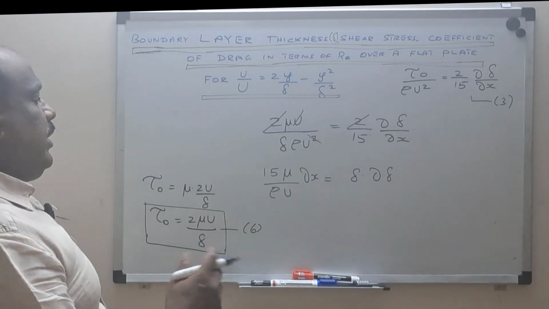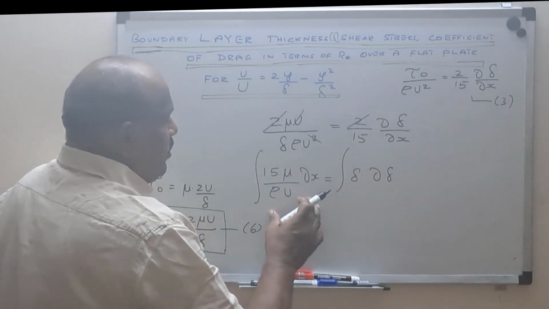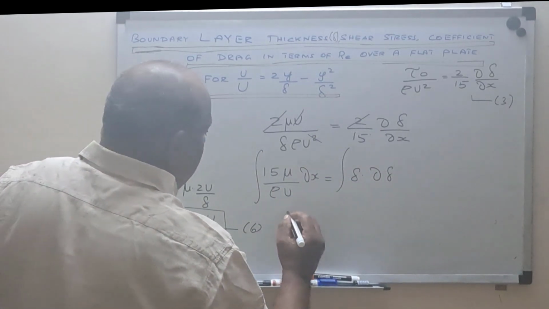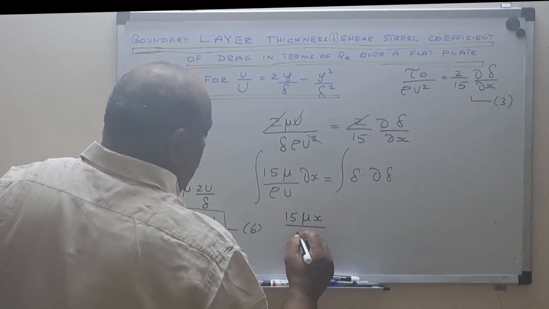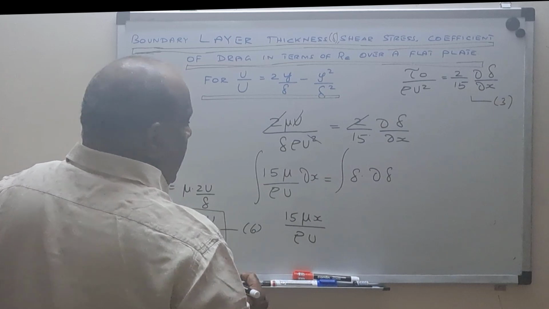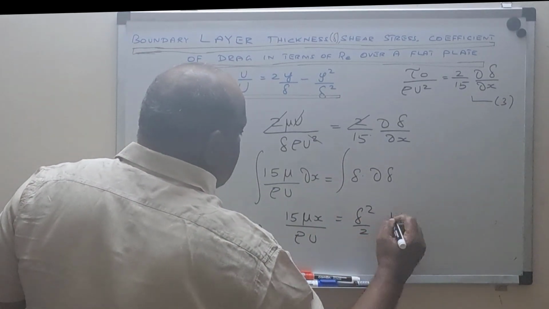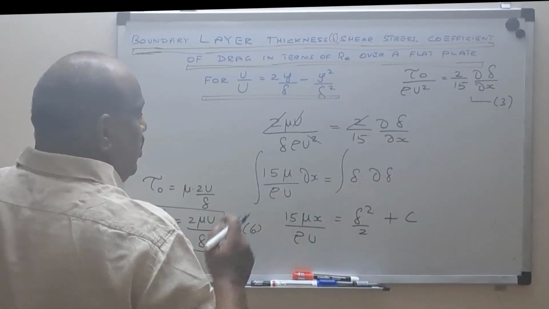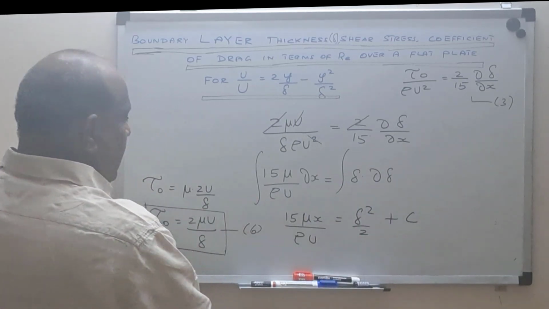So let us integrate on both sides, this side with respect to x and this side with respect to delta. So it will become 15 mu x by rho U equal to delta squared by 2 plus c. What is c? Because it's an indefinite integral, we do not know the limits of integration, and hence it includes plus c.